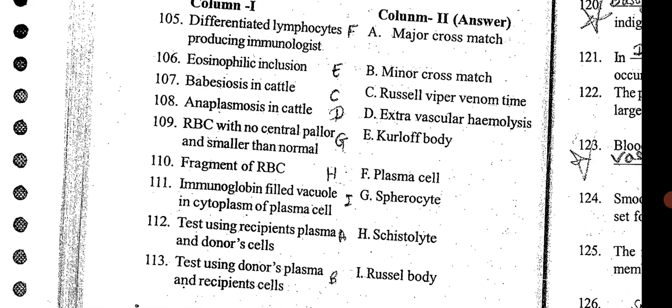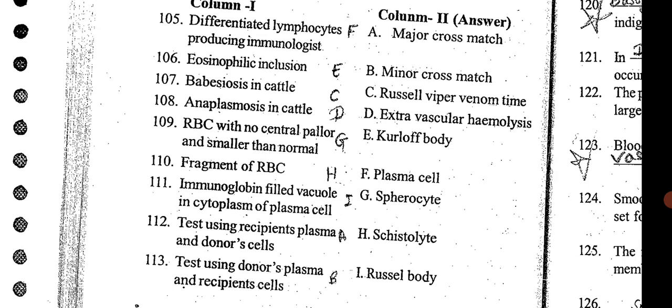And the difference between spherocyte and schistocyte is that schistocyte is simply a fragmented red blood cell, and spherocytes are red blood cells that are smaller than normal. For example, if the normal size of the red blood cell of a goat is 16 micrometer, and the red blood cell is smaller than 16 micrometer, 12 micrometer or 10 micrometer, and it is not paler in the center, then it will be the spherocyte.